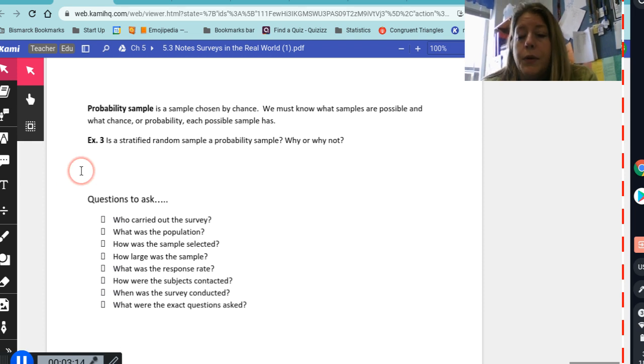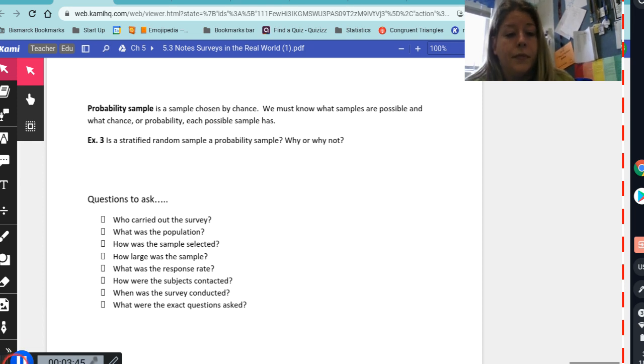All good samples are probability samples. These are samples that are chosen by chance, which means you somehow randomly picked them. Even if it wasn't random among the whole group, it was just random within the senior class, it was still random. So is a stratified random sample a probability sample? The answer is yes. People were still randomly chosen, even though one group may have been chosen more frequently than another.